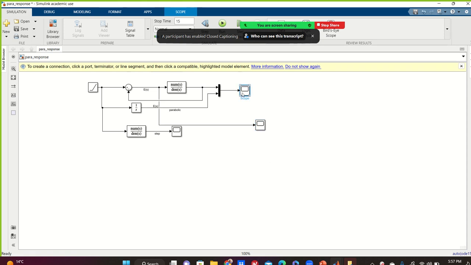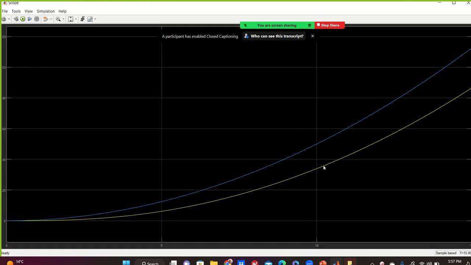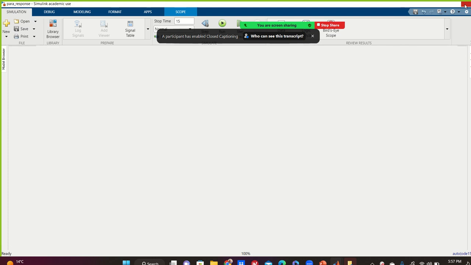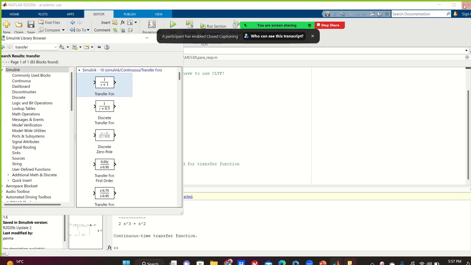Why is it minus? Because this output is lower than input, so it's going to be minus 80 with time increasing. Clear, everyone? Yes? So we are done with the 4 inputs to the system. I'm going to share this with you, the code and the Simulink.